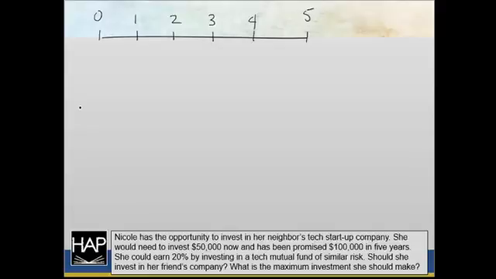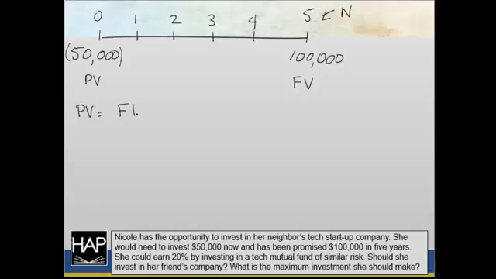Another way to think about this problem is to consider the fact that 5 years from now, I would obtain $100,000 by investing $50,000 today. By showing that on a timeline, I can see that I already have a present value, I know the future value, and I also know n, or the number of years it would take me to get the return on my investment.